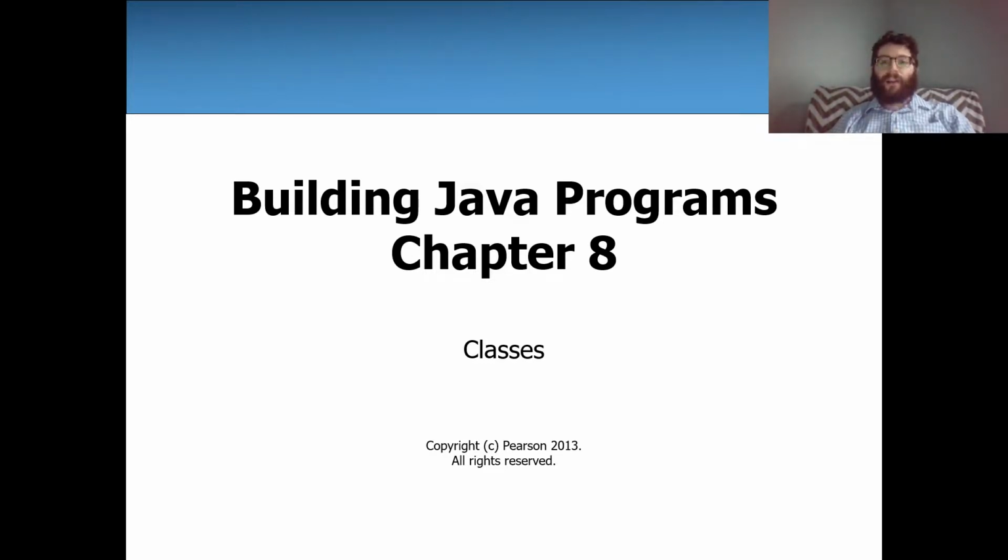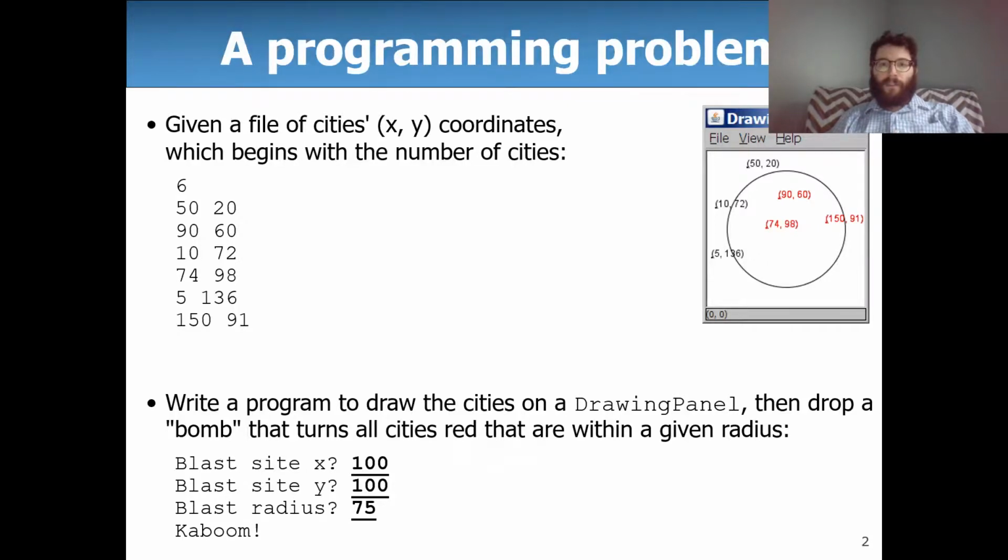So let's first start out with a use case. Here's a problem that we can solve using our drawing panel, which we've gone over a couple times. We've got a file, and it contains the XY coordinates of cities, and it begins with a number of cities. So 6 cities. The first one is at location 50, 20. The second one's at location 90, 60, and so on and so forth.